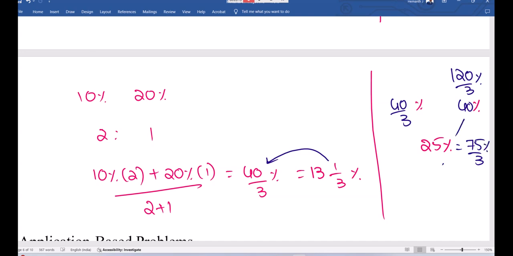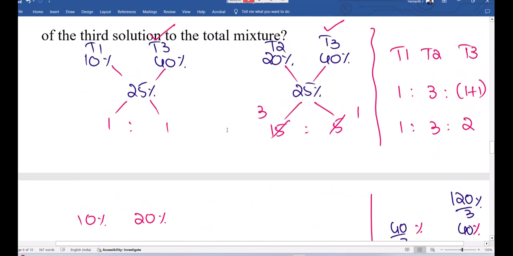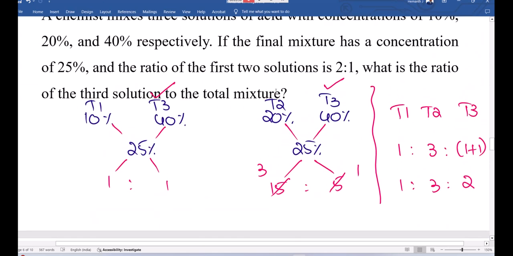Now taking the difference and putting it on the opposite side, here it is 45 divided by 3, and here it is 35 divided by 3. The 3 cancels, so it's 9:7. If the first two are mixed in 2:1, the next two must be mixed in 9:7 so that the entire thing matches. When all three are given, this is what we have to do. If this condition is not given and the final is only 25%, then we would do it differently.